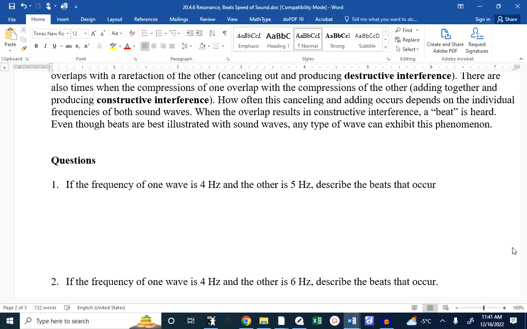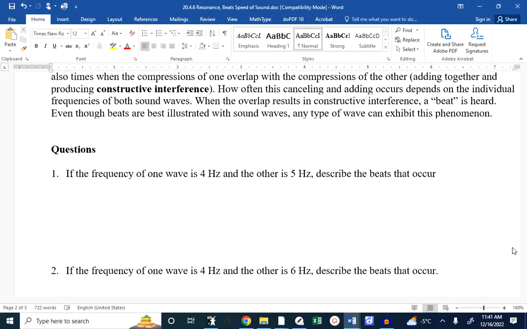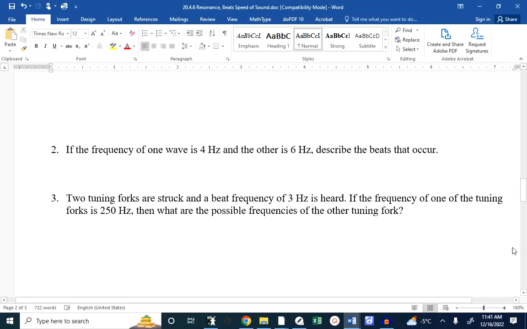So now we can answer number 2. If the frequency of one wave is 4 hertz and the frequency of another is 6, what are the beats that are going to occur? Well, it will be 2 beats per second, the difference between the two.